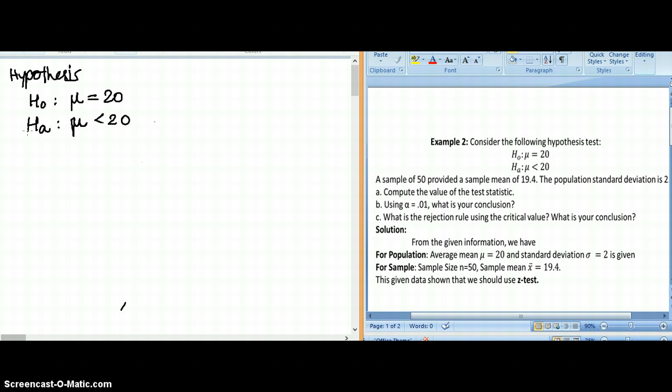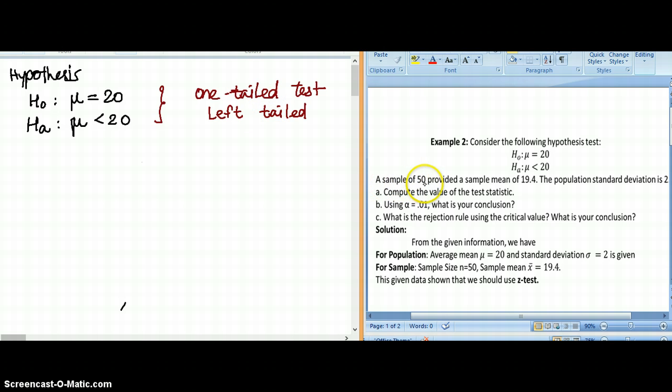Now, mu equal 20, mu less than 20. So this is a one-tailed hypothesis, or we can say a one-tailed test. And since it is less than, it is left-tailed, by the definition of hypothesis. Now let us read out what else is given.